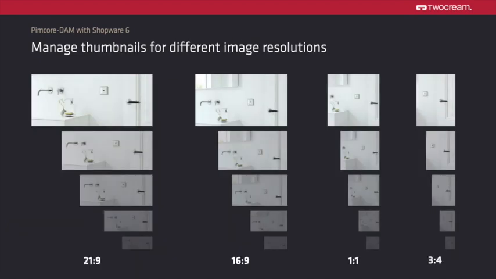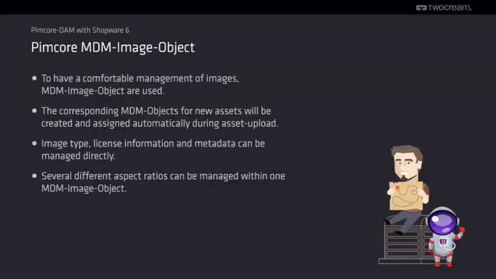And finally, to have the best performance of the website on any device, for each different aspect ratio, several thumbnails have to be rendered. You may end up with 20 to 30 thumbnails that have to be rendered out of only one source image. To create such a comfortable management of images, MDM image objects are needed.